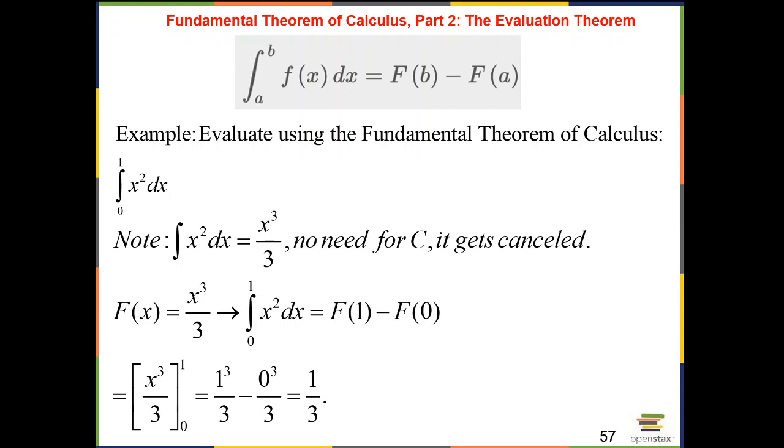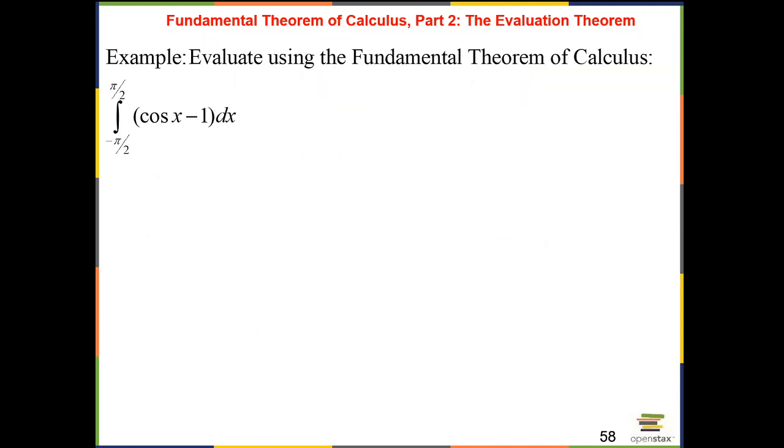Okay, let's do another one. Here is another one. Now in order to do this, we have to know the antiderivative of this. Again, we know that the antiderivative of cosine x minus 1 dx, you can separate it into the antiderivative of cosine x dx minus the antiderivative of 1 dx.